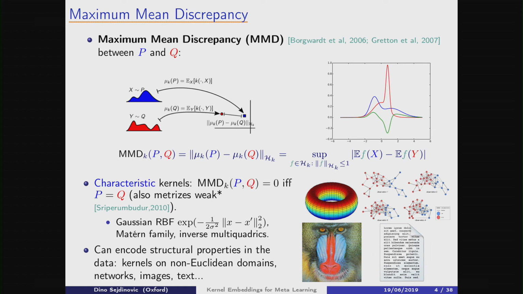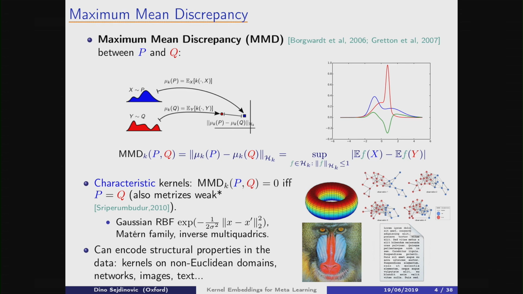So you can think about this green function that achieves the supremum here as some kind of witness for the difference between two probability distributions. Of course, this is a one-dimensional example, which is not very interesting because we have a lot of classical tools for one-dimensional examples, but this works for very generic domains as well. It turns out that for a very broad class of kernels, this is actually a proper distance on probability measures, in the sense that it characterizes equality in distributions. And of course, I can encode structural properties in the data, such as data living on a torus, since there are appropriate kernels for those structures and so on.